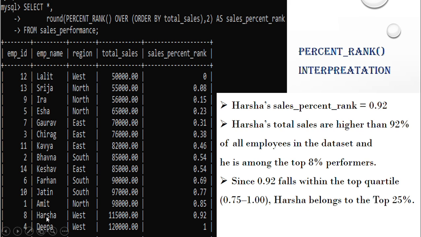So if we want to understand the performance of the employee Harsha, Harsha's sales percent rank is 0.92. That means Harsha's total sales are higher than 92% of all employees in the dataset, and he is among the top 8% performers. Since 0.92 falls within the top quartile, Harsha belongs to the top 25%.